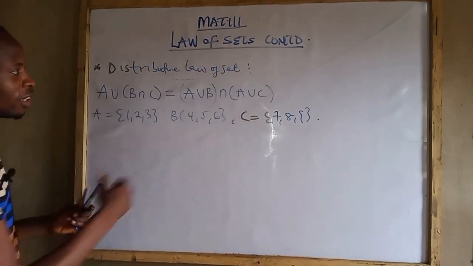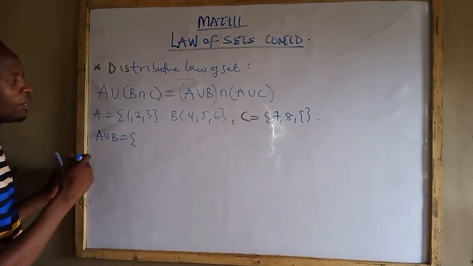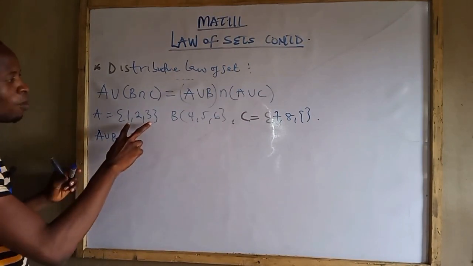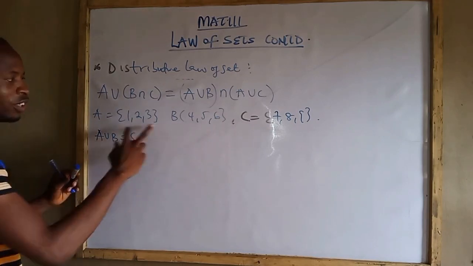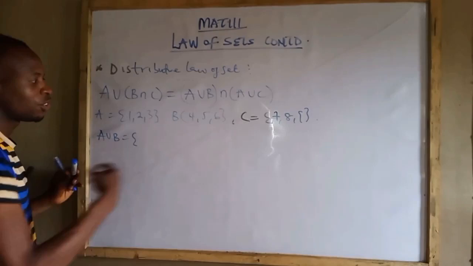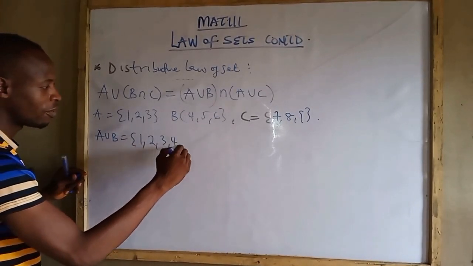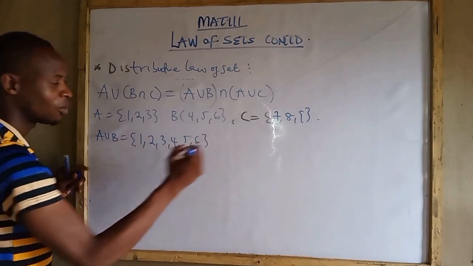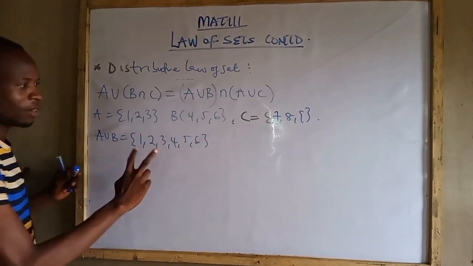So let's derive this. A union B simply means that you combine A and B together without repetition. That is, you get the elements of A and B into one single set without repetition. So you arrange them either in ascending or descending manner: 1, 2, 3, 4, 5, and 6. I hope this is clear. I've been able to combine these together. This is what I'm having here now.